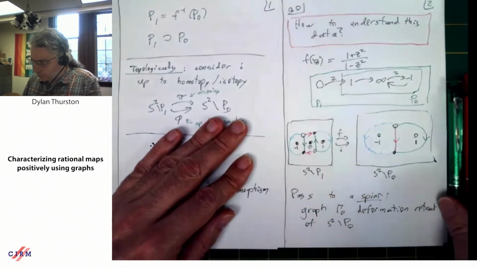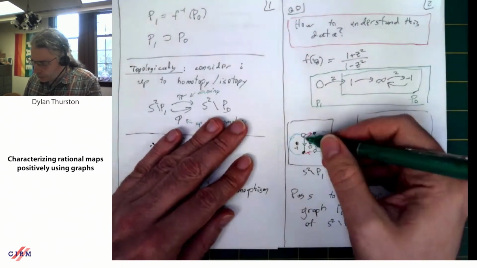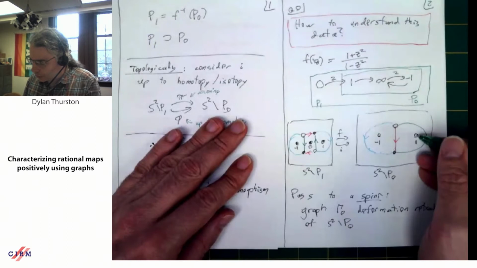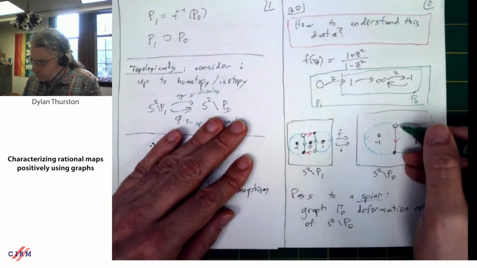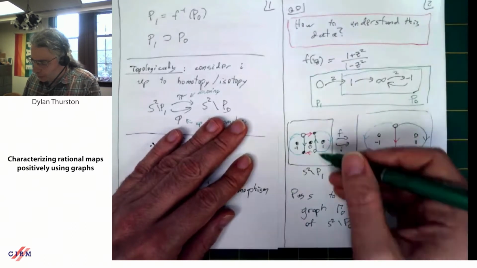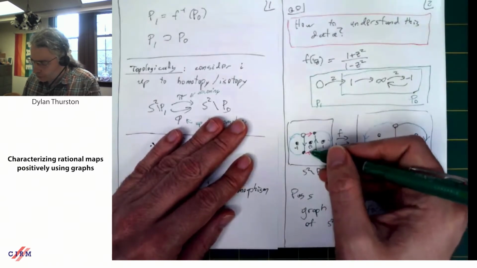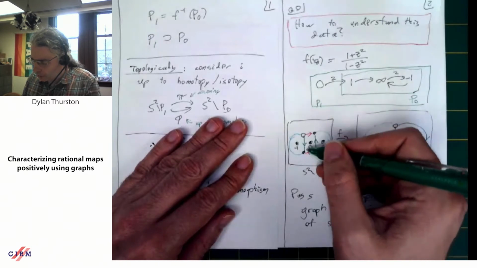And you can convince yourself that this is the right thing. For instance, 0 is supposed to map to 1 with degree 2. And so around the edge region 1, we see green and red. And so we're mapping with degree 2. So we're supposed to see green, red, green, red.